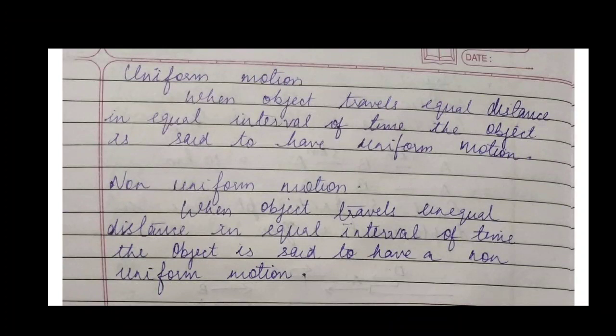Now when we are describing the motion, we can say that the motion of an object is uniform or non-uniform. Now what does uniform mean?